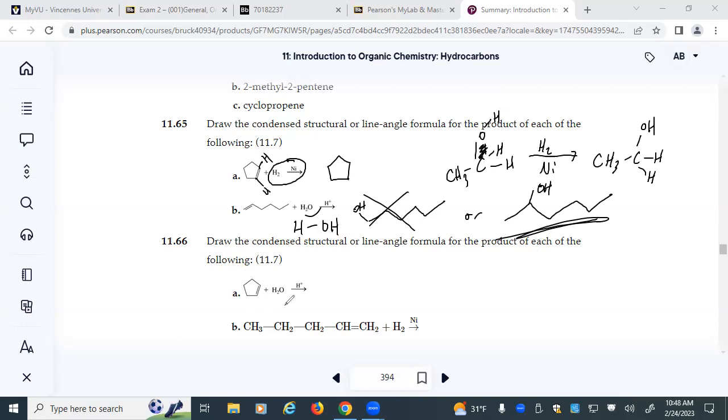Now, in the case of ring structures like this, I'm going to have an H and an OH. The location's not going to matter in this case, because in all of these cases I would get cyclopentanol, a 5-carbon ring. Because there's only the one group and it's on the ring, its location is ambiguous. It doesn't matter.